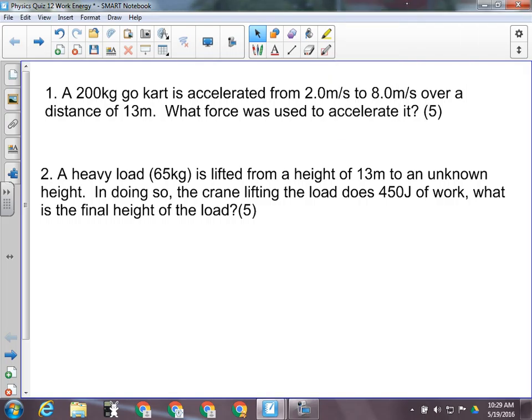So we've said time and time again that the most important thing in solving a work energy theorem problem is to identify the type of energy that is being changed. Okay? So in number one, what kind of energy is being changed? Kinetic, it's speeding up. Number two, potential, the height is changing here. Okay, so that's our first step for both of them.